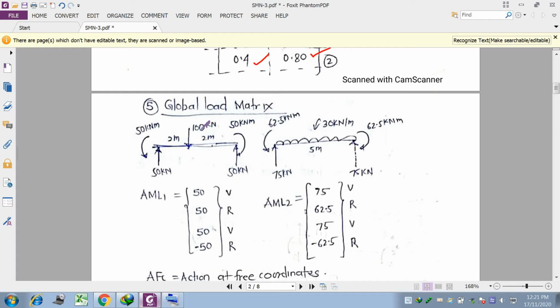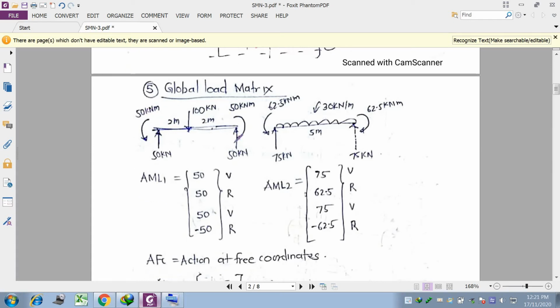So 100 kilonewton is acting at a concentric distance of 2 meter. Therefore the formula for the fixed end moment for the concentric load becomes WL by 8. So 100 into 4 by 8 is equal to 50. So 50 will act on either side. Similarly here, 30 kilonewton per meter is running throughout the span, so the formula becomes WL square by 12. Therefore 30 into 5 square divided by 12, the answer will be 62.5 on either side.